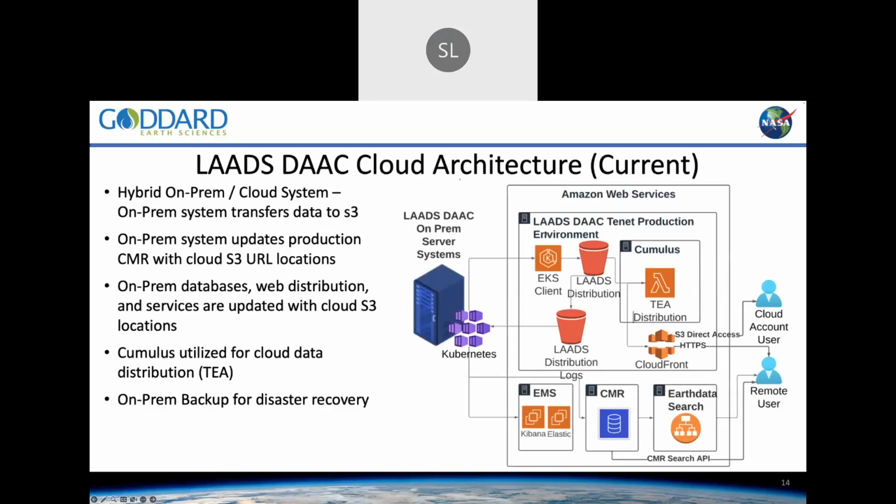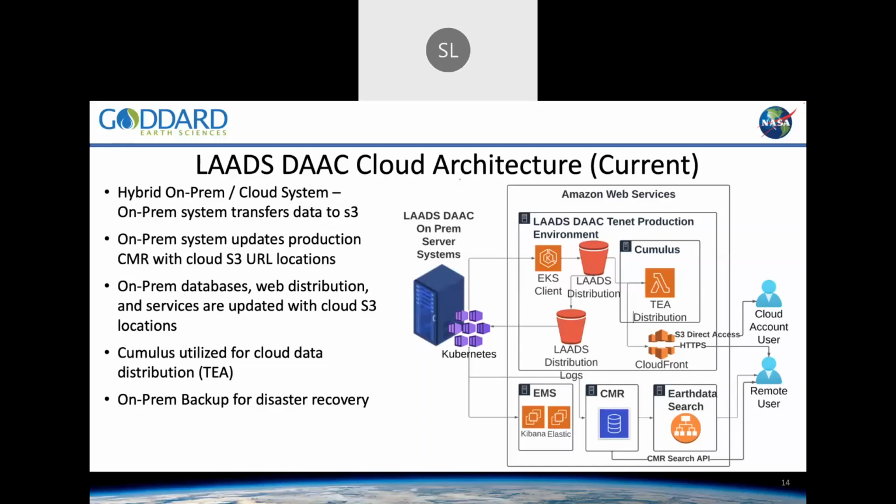So right now, the LAADS DAAC Cloud Architecture is a hybrid on-prem and cloud system. Essentially, we are sending all the granules for phase 1 and starting phase 2 through a new Kubernetes master client or server on the on-prem systems to an EKS client on the cloud. And then we are using a system that is being developed, which a lot of DACs already currently use. It's called Cumulus. We're not using all the capabilities of that yet, but we will be soon, in the next year, utilizing the full capabilities of Cumulus.